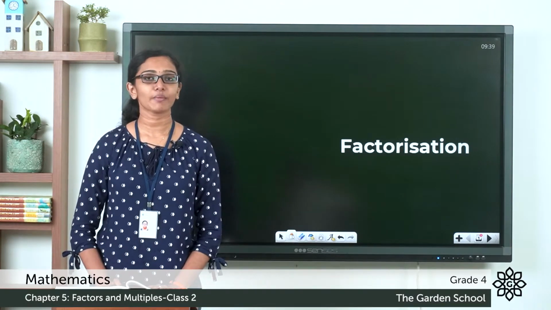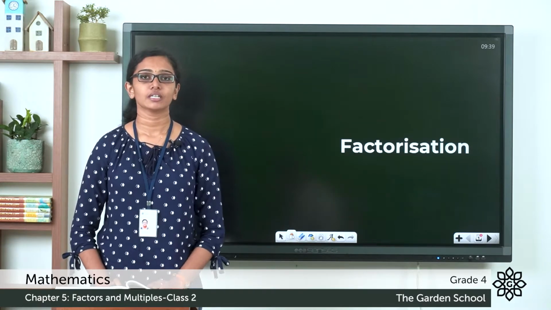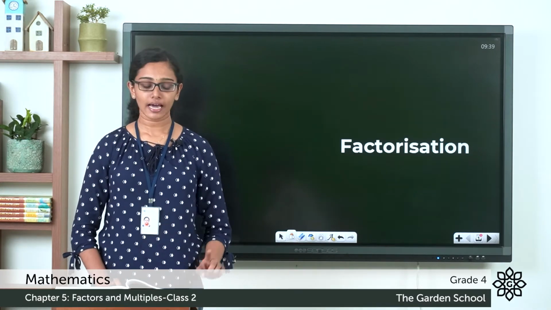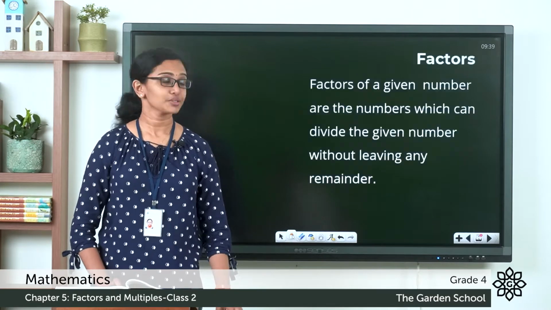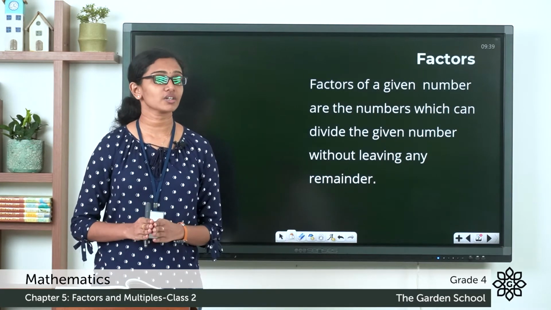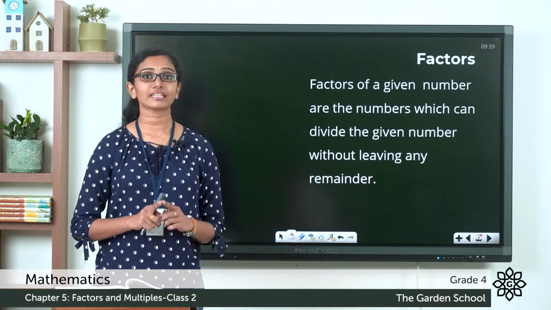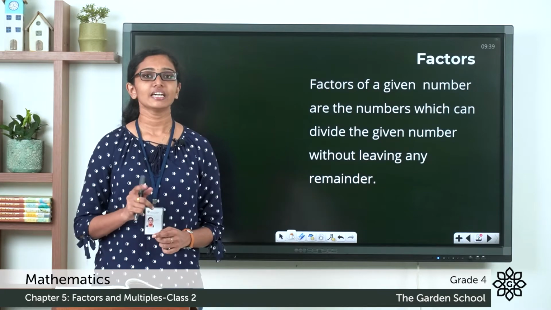So we have been learning about factors. Today let's learn about factorization. Before we dig deep into that, let's see factors once again. So what are factors? The factors of a given number are the numbers which can divide the given number completely without leaving any remainder.